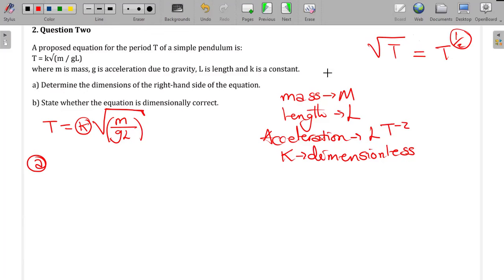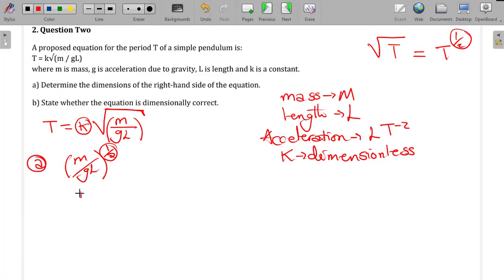So it's half. Which means this is the same as having everything in the brackets, which is mass over gravity multiplied by length, to the power half. This is what I have in this particular case. So we can start by first manipulating what is in the brackets. Then when we find our final dimensions, we apply the power half to see what we're going to have. So under the brackets, I have mass over gravity multiplied by length.